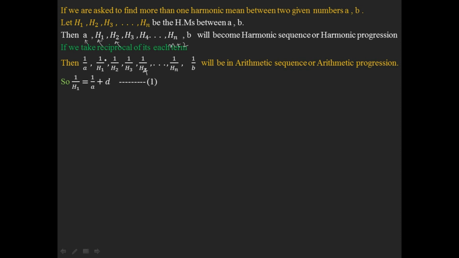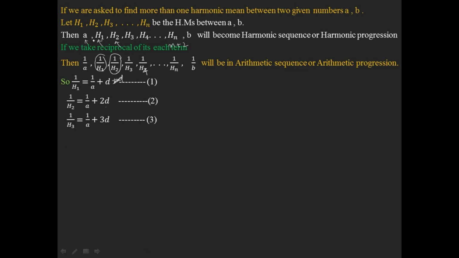This one is the second term. The second term is obtained from the first term by adding the common difference d. So 1 over h1 is equal to 1 over a plus d. Now the third term is obtained by adding one more d to 1 over a plus d, which is the previous term, 1 over h1. Now we will add one more d to get this.